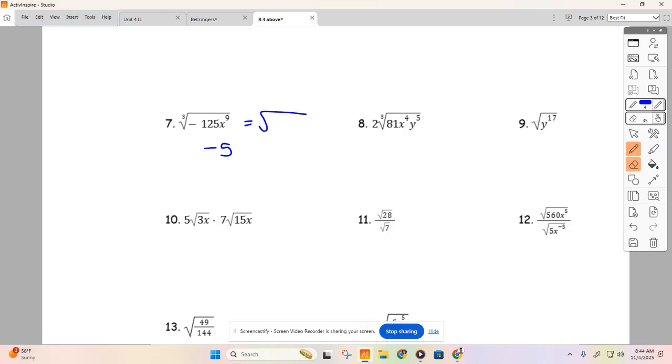Now, x to the 9th, think about it being x cubed, x cubed, x cubed, right? So I can take out 1, 2, 3 x's. We're going to get to a shortcut tomorrow or Thursday. Basically, what you have to do when you have a variable underneath, it has an exponent of 9, and whatever my index is, I divide it.